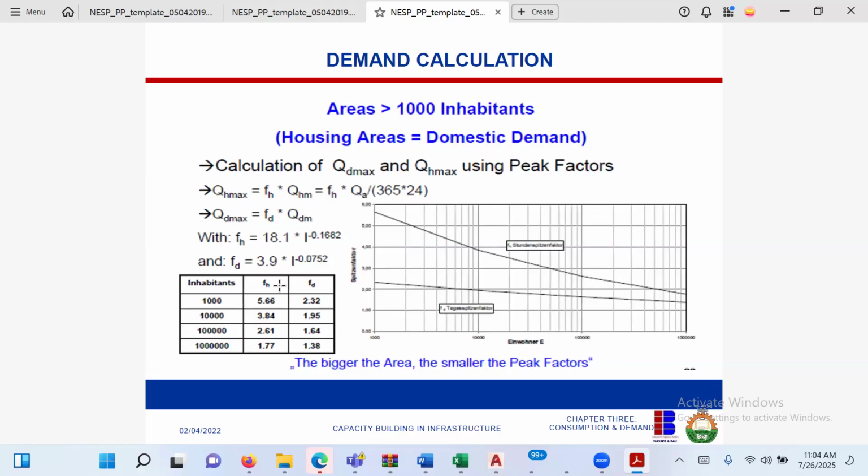So here again, this is the hourly factor of safety, and this is the daily factor of safety. You can see that if I'm designing for 1 million inhabitants, my hourly factor of safety is 1.77, while my daily factor of safety is 1.38. Whereas if I'm designing for 100 inhabitants, or 100 population equivalent, that's the technical keyword, population equivalent, my hourly factor of safety will be around 5.6, while my daily factor of safety will be 2.3.